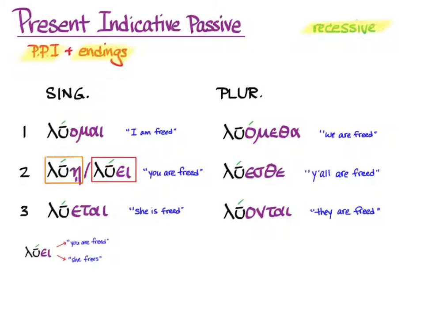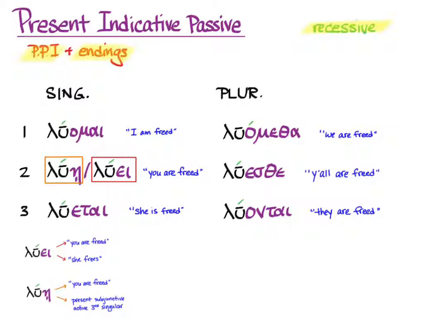Also look at lue with the eta and the iota subscript, because it can be two things you know now. You are freed that you just learned, or the present subjunctive active third person singular.